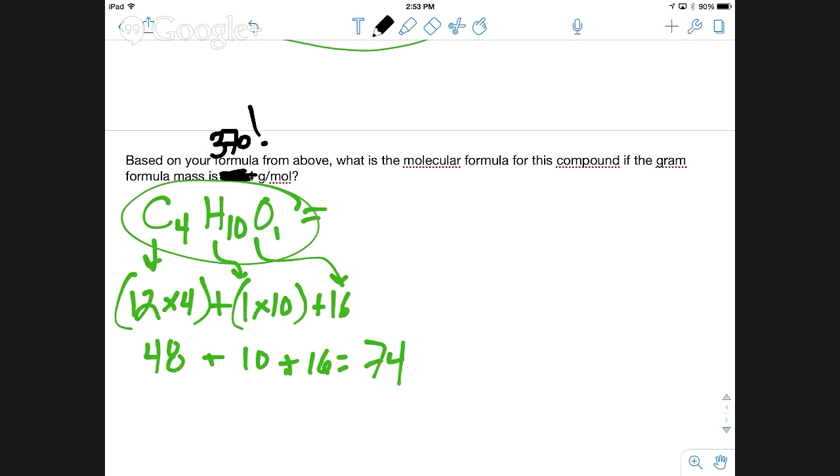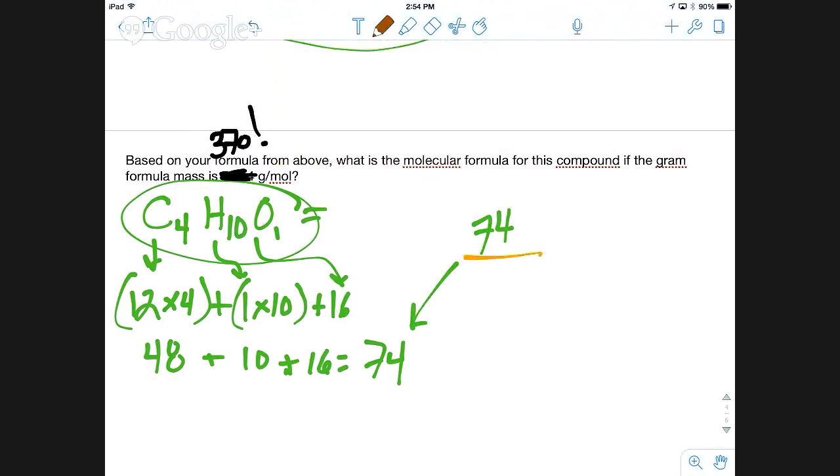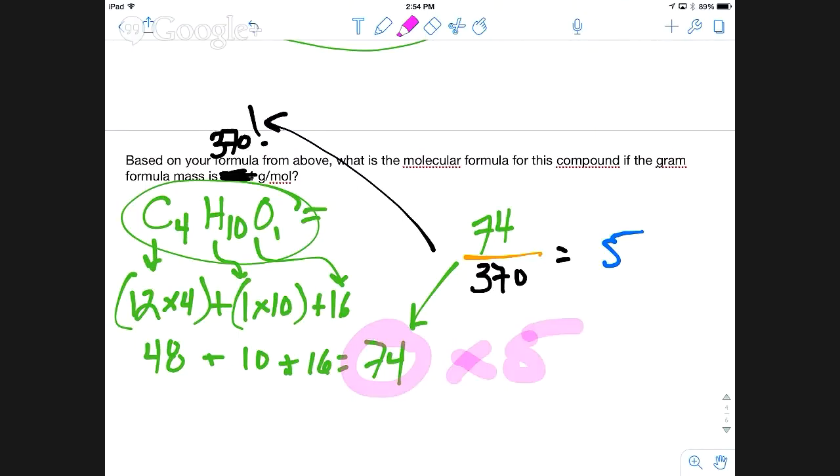But the easier way, I think, is to take the 74 that you knew right here and divide that by the 370 that you knew right there. And when you do that, you should get 5. So what that tells you is that you have to take your empirical formula mass and multiply by 5 to get the mass you want.